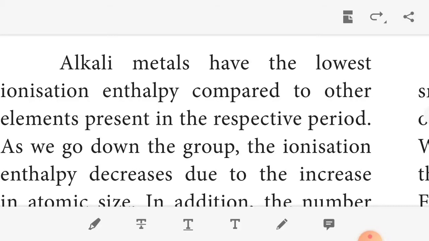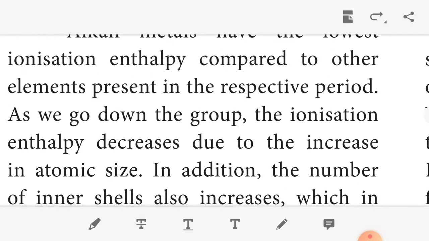Just now we discussed that as the number of shells increases, the atomic and ionic radii increase. So the ionization enthalpy decreases due to the increase in atomic size. In addition, the number of shells also increases, which in turn increases the magnitude of the screening effect. Screening means the additional electrons that are added create a screening effect. So the ionization enthalpy decreases down the group.